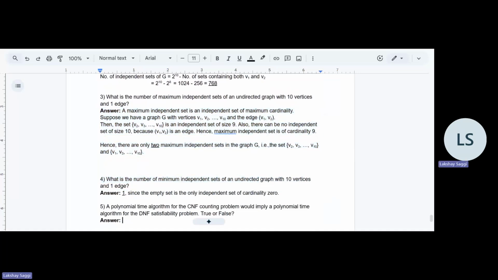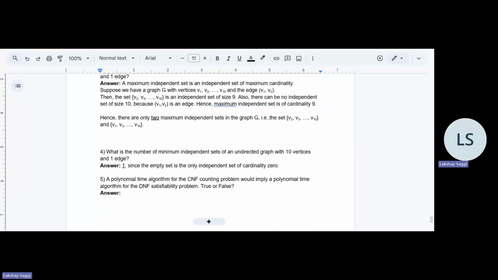Okay, then let's move on to the fifth question. The fifth question says that a polynomial time algorithm for the CNF counting problem would imply a polynomial time algorithm for the DNF satisfiability problem. So is this true or false?